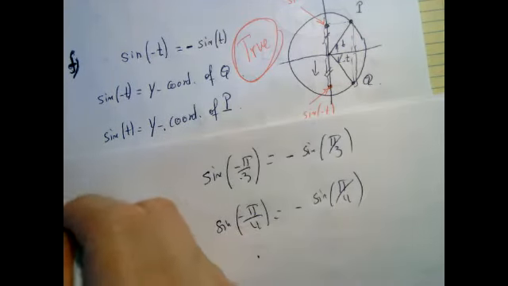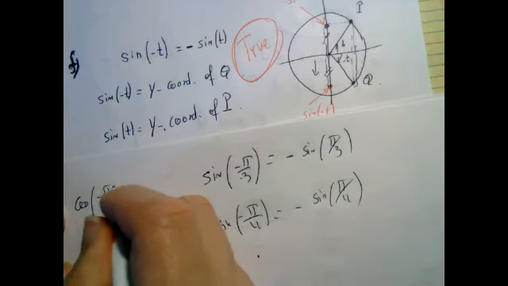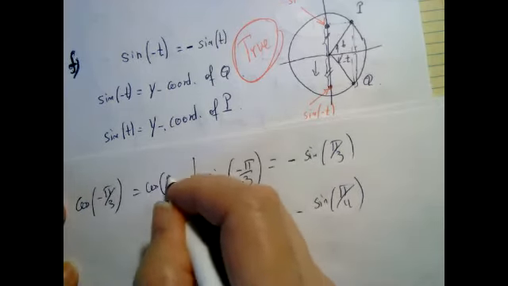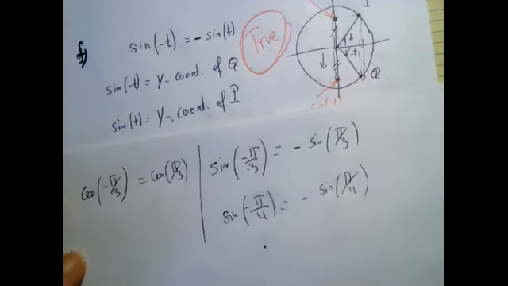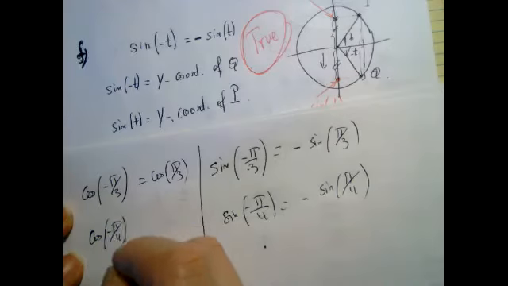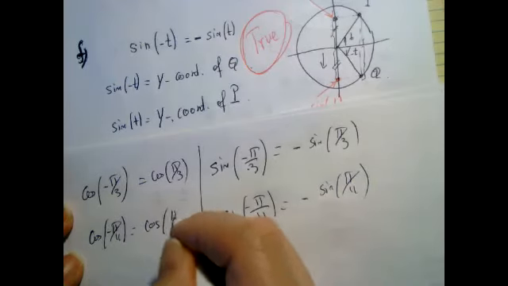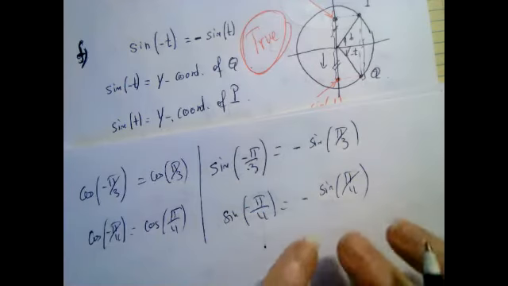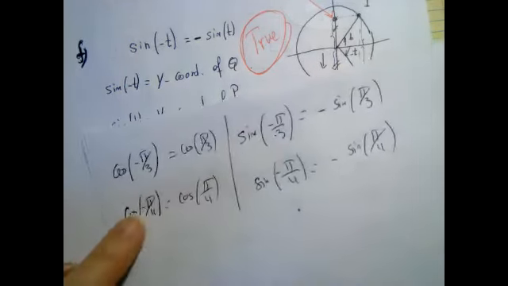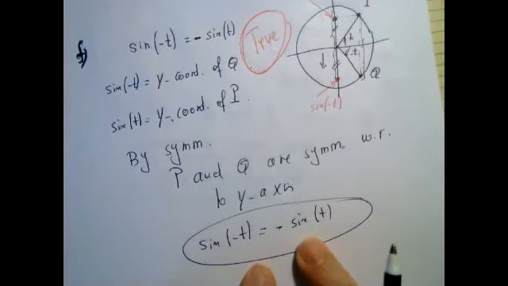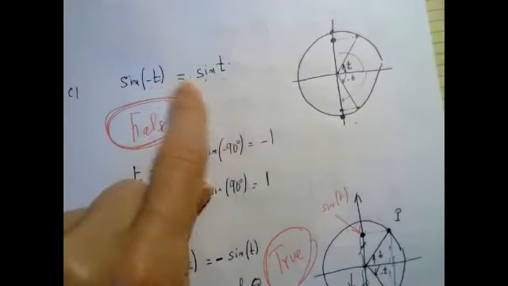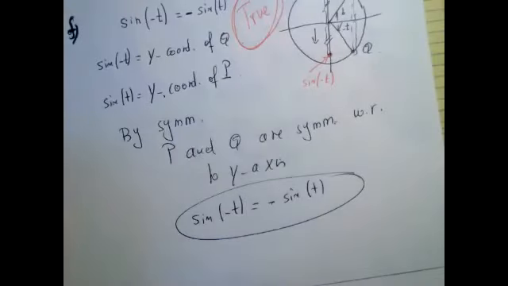However, for the cosine, that's not what happens. The cosine of minus pi over 3 is equal to the cosine of pi over 3. The cosine of minus pi over 4 is equal to the cosine of pi over 4. So that's the picture for sine, and that's the picture for cosine. In terms of identities, that's absolutely an identity, but this other one is false because it does not hold. That's the idea of an identity.